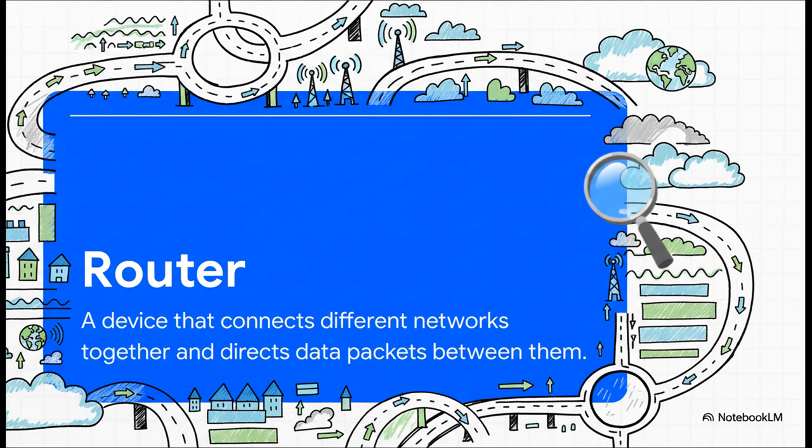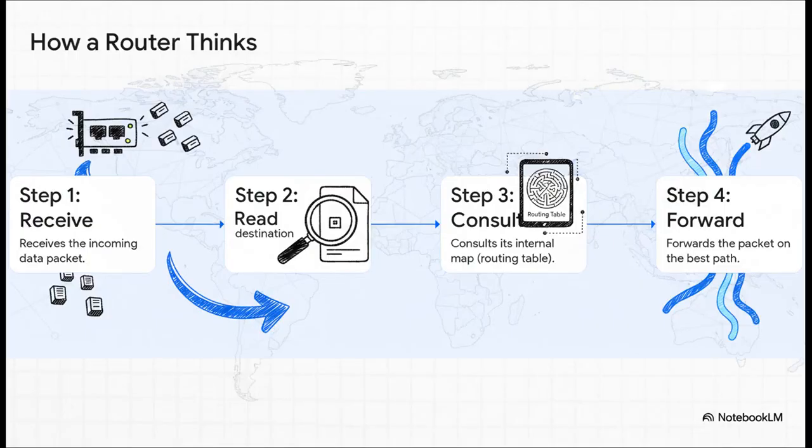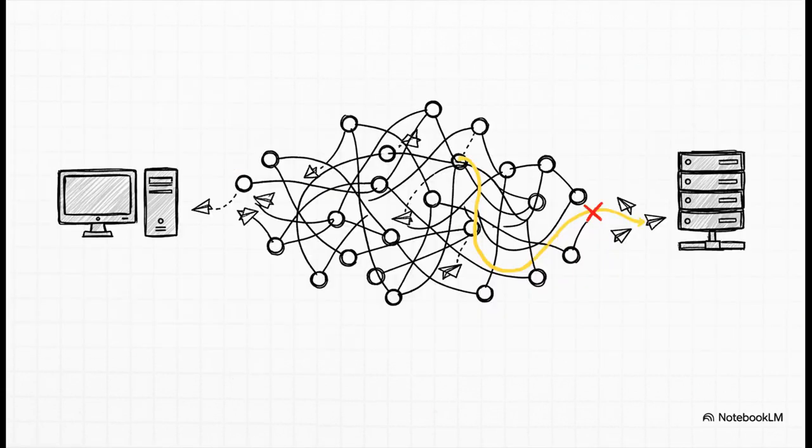Its whole job is to connect all these different networks and make incredibly smart decisions about where to send data next. So how does it do it? Well, it's this lightning-fast four-step process that happens millions of times a second. First, it gets the data packet. Second, it reads the final destination. That's the IP address, which is basically a unique street address for any device on the internet. Third, it checks its internal map, called a routing table, for all the latest traffic info. And finally, boom, it forwards that packet along what it calculates to be the fastest, most efficient path at that precise moment.